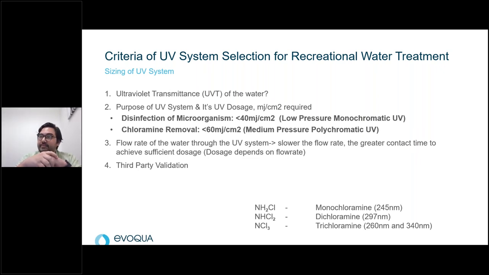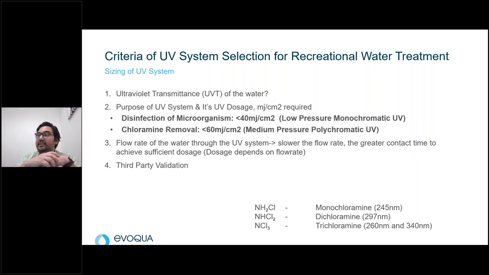A dosage is basically the intensity of the UV times the contact time. The longer the UV is dosed onto the microorganism, the higher the dosage that you can provide. Number one, as mentioned before, is disinfection of microorganisms, which typically low pressure UV that you see in the market can provide less than 40 millijoule per centimeter square, considering the length of the tube as well.